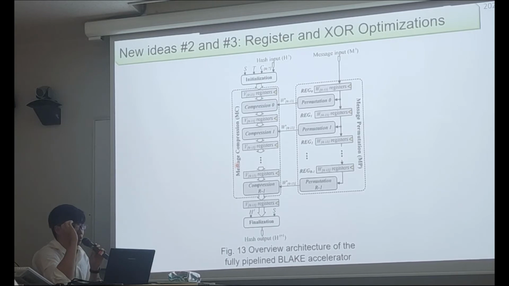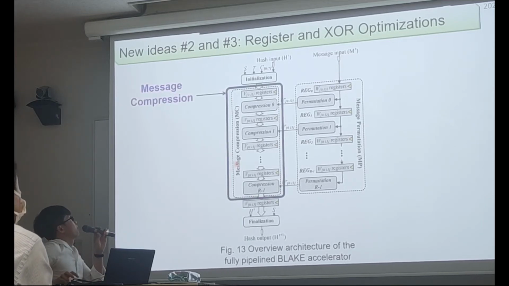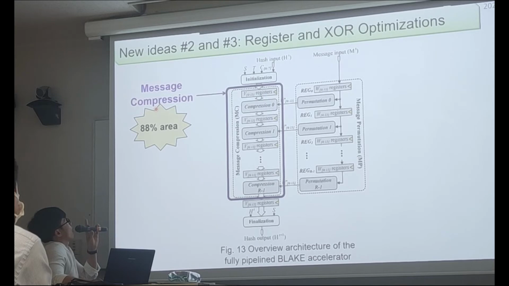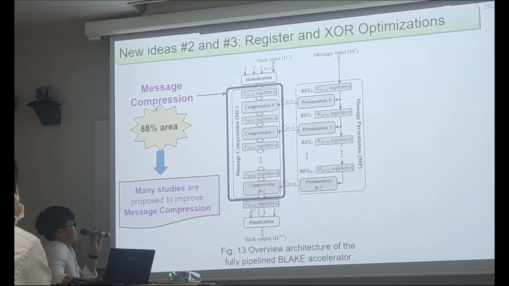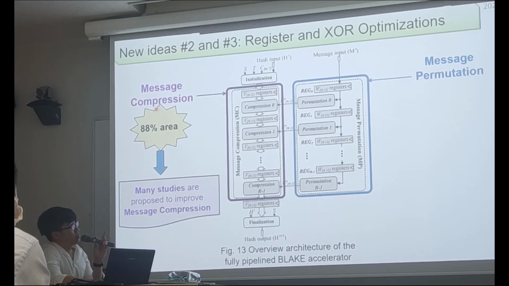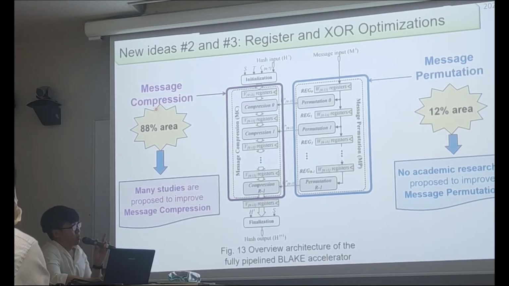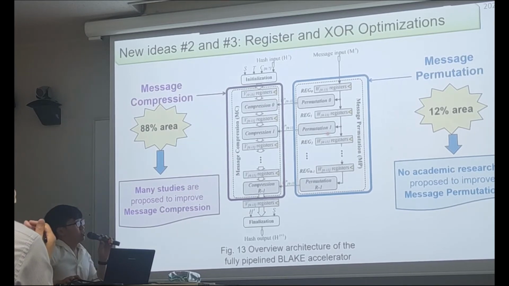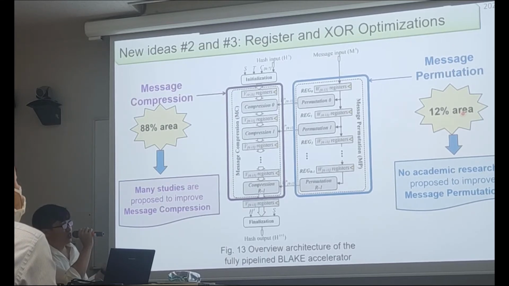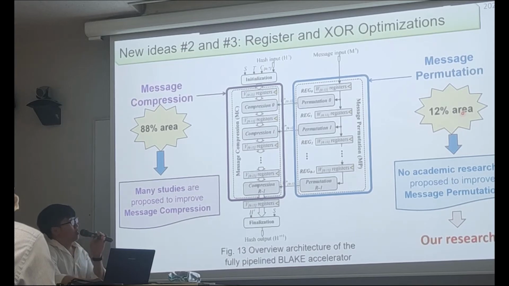Now before going to idea 2 and idea 3, let's analyze the fully BLAKE accelerator. As you can see here, there are two parts. The first part is the message compression. This part occupies around 88% of the energy. A lot of studies have been proposed to improve the message compression. The second one is message permutation. It occupies just 12% of the energy, and until now, no academic research has been proposed to improve the message permutation. But in blockchain mining, even just 10% energy, more than 10% is also a big deal, because in the blockchain they consume a lot of power. Reducing power is also the research trend today. So this is the reason this is our research today.